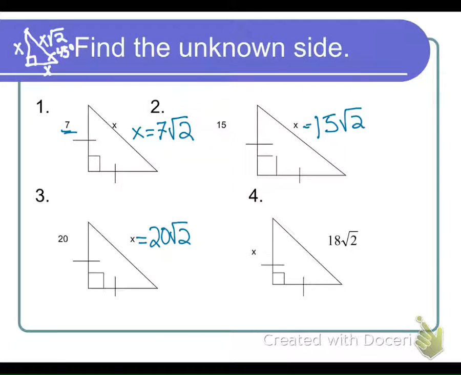So we know 2 ways of doing this. Does anybody know what your leg length has to be? 18. It's going to have to be 18 because we know that it's x times square root of 2. We could have also solved this using the Pythagorean Theorem. Would you like to see it that way? No. Okay.